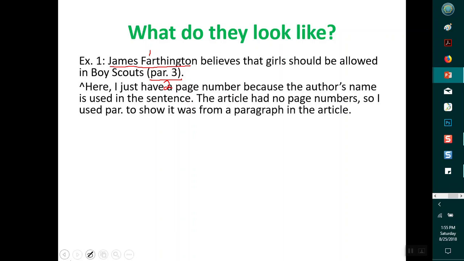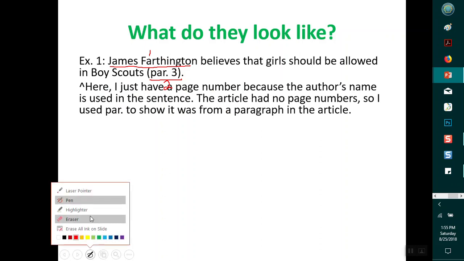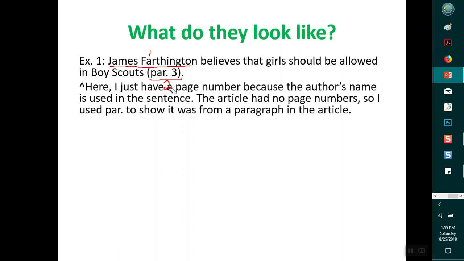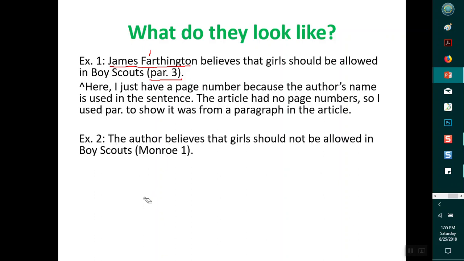I will go to my little eraser so you can see this better. Sorry. So I just have the page number because the author's name is used in a sentence. The article had no page numbers, so I used PAR period to show it was a paragraph from the article.